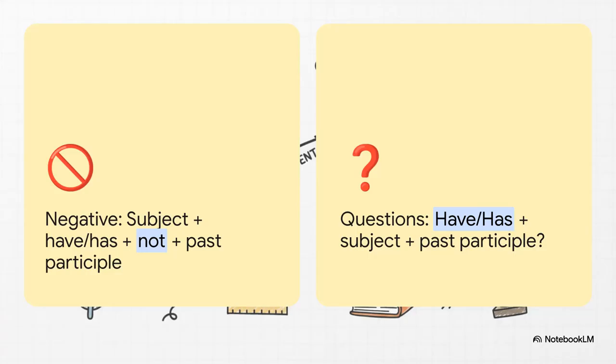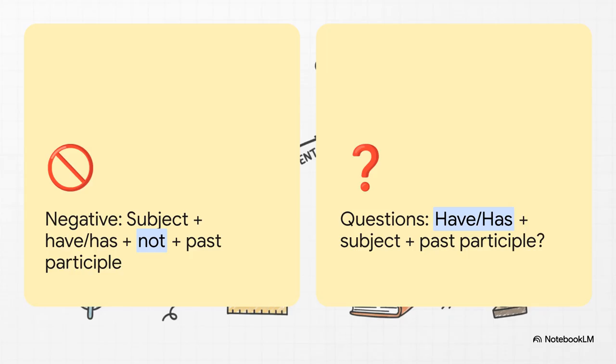So what if you want to make it negative? Easy peasy. Turning a positive statement into a negative one is as simple as slapping the word not right after your helper verb. I have not seen that movie. Or you can just use contractions, like haven't or hasn't, like she hasn't finished.